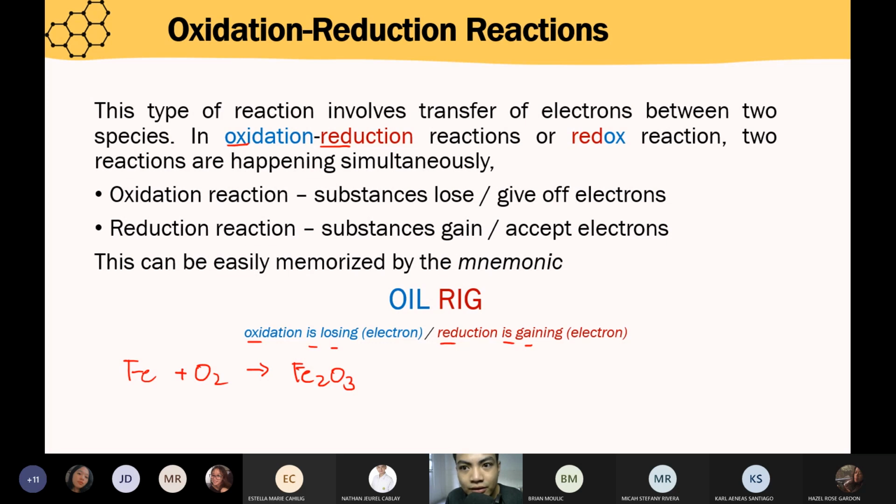Ito yung question natin ngayon. What happens when an atom loses electron? So, when your atom loses electron, nawawala yung negative. Ibig sabihin, mas nagiging positive siya. So, its charge becomes more positive when your atom loses electron.